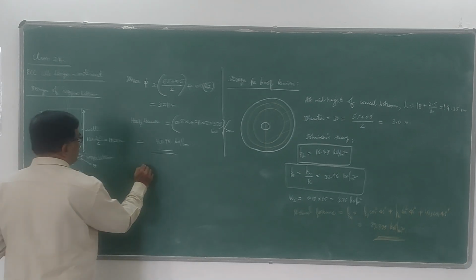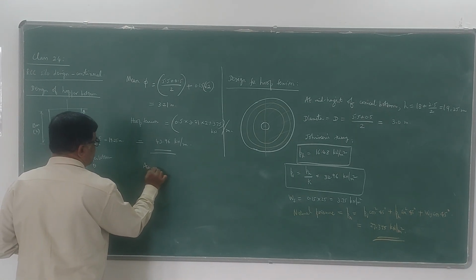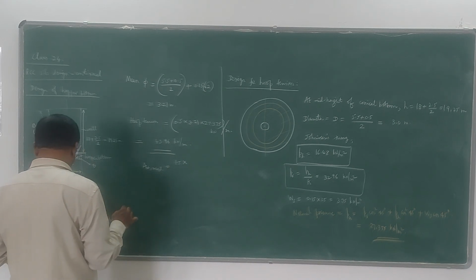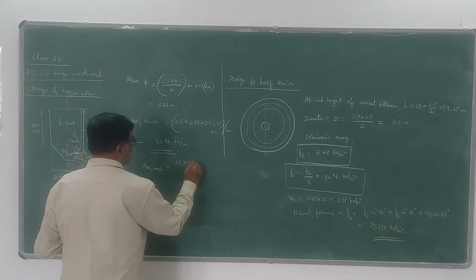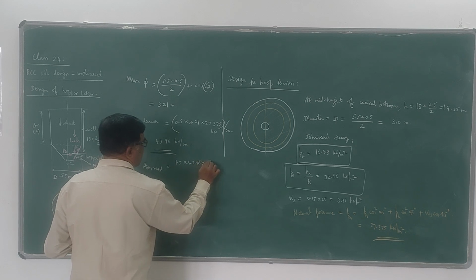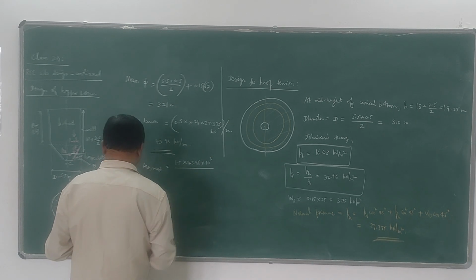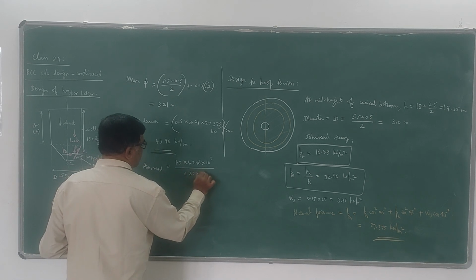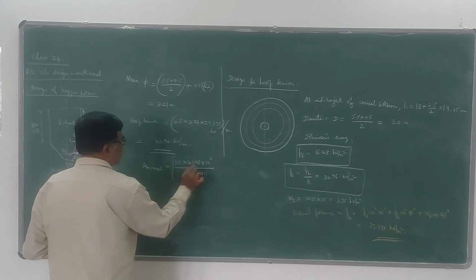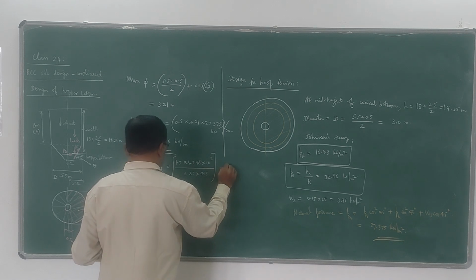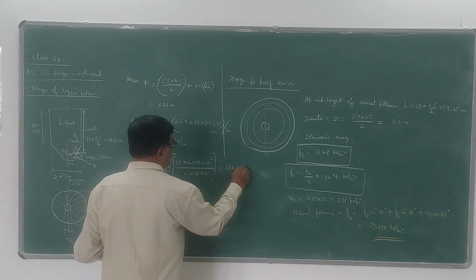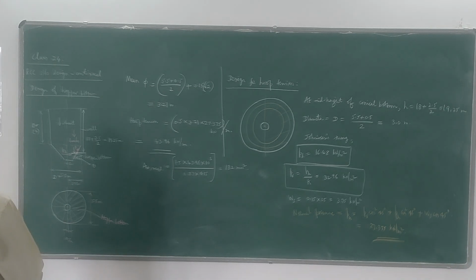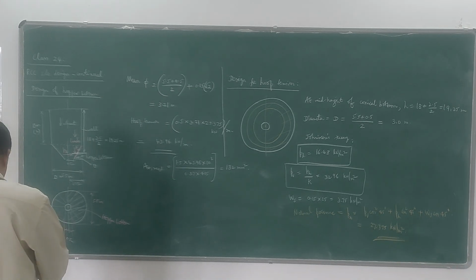So Ast required will be 1.5 times this 43.96 into, of course, for 1 meter length, 10^3 divided by 0.87 fy. fy is 415. So if you simplify this, you get 182 millimeter square as the steel required. Okay, so this is what we get.